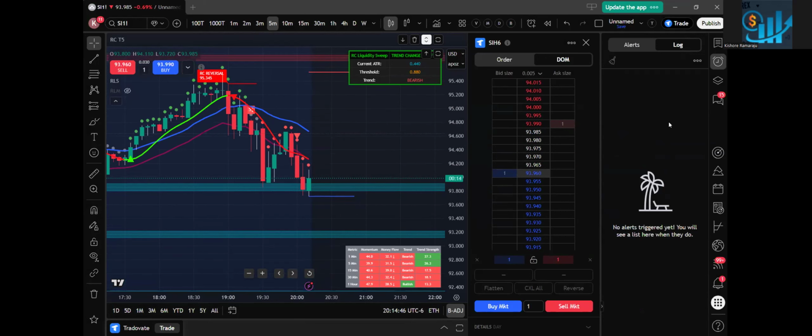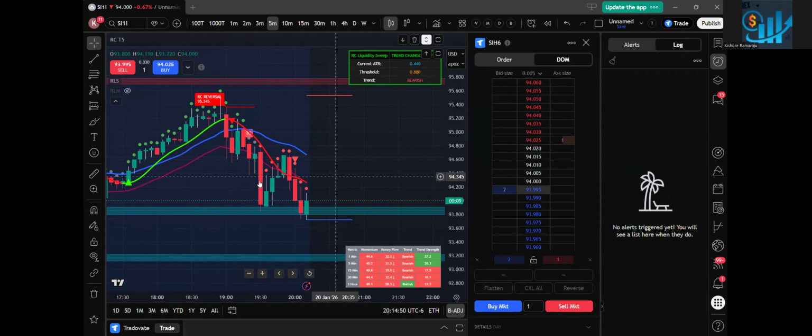We'll wait for the new alerts. Whenever we get a new alert, then we can hold the trade for a much longer duration. So that's the advantage of this indicator, where we can hold the trade for a longer duration.